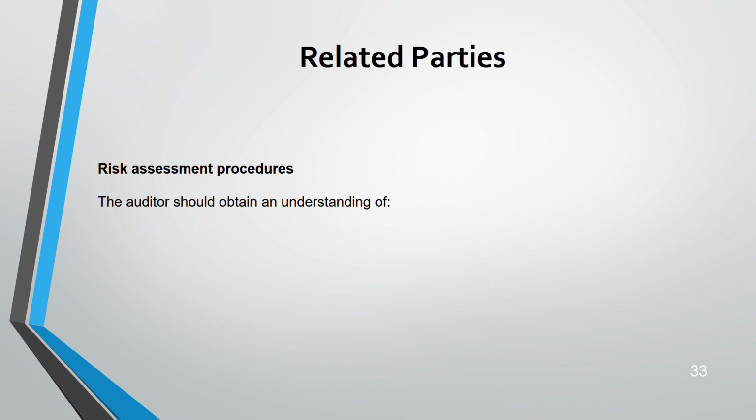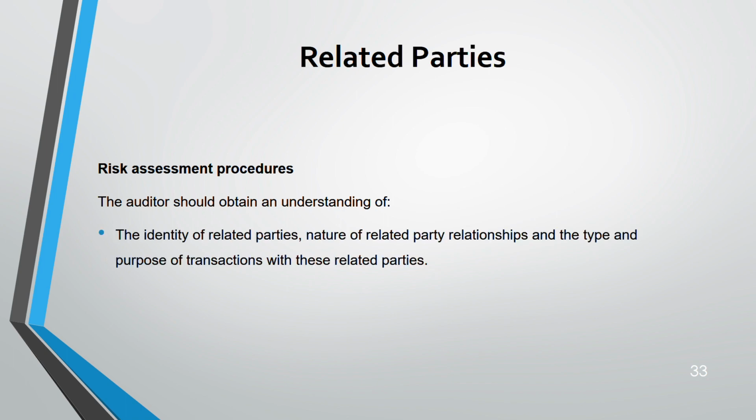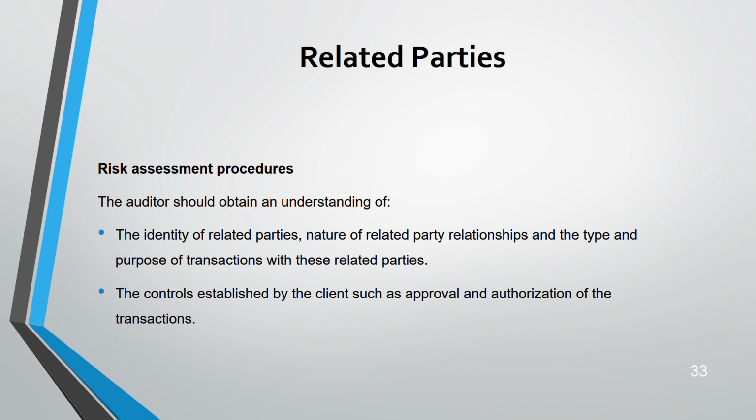Now comes risk assessment. Because it's risky, you have to do a risk assessment procedure. That means auditors should have an understanding of the related party. They should know who the related parties are, the nature of the relationship, and the purpose of the transactions. Then they should check whether control has been implemented by the client for this related party. That means for this transaction, whether the client is approving and authorizing it or not.